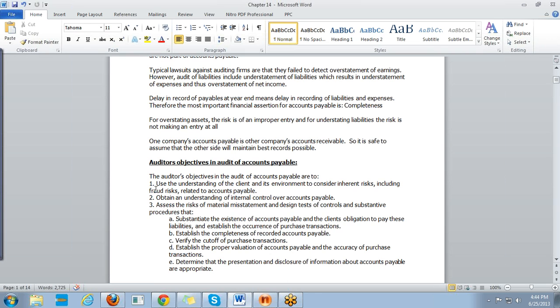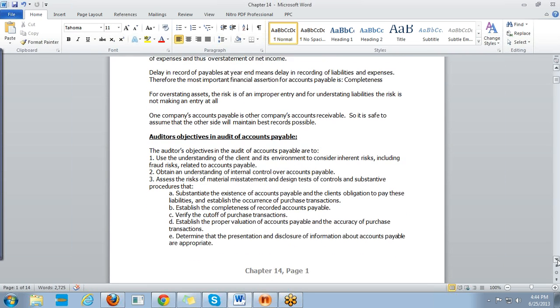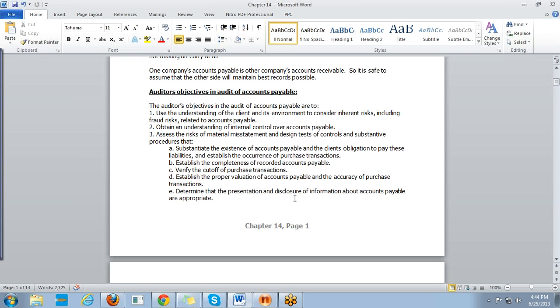But here the objectives are, again, risk assessment, gain an understanding of the control environment. Again and again, it's redundant, but it is important. Okay. Existence, completeness, which means verifying cutoffs, establishing proper valuation of accounts payable and accuracy of purchase transactions, and determine that the presentation and disclosure is appropriate.